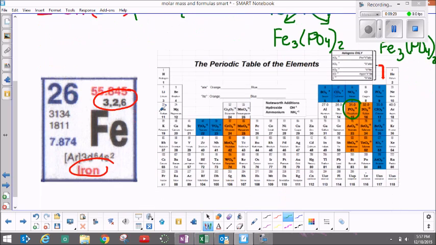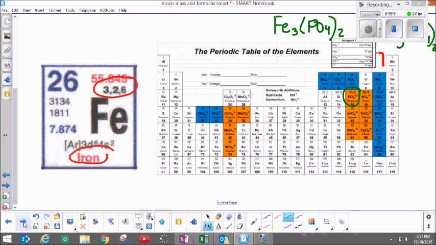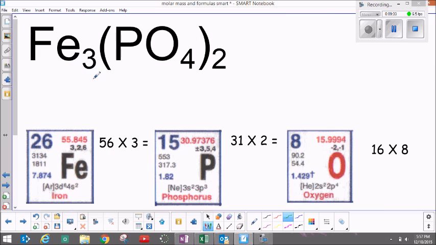Okay, so now I'm ready to figure out the mass of this. And it's determined the same way I figured out the mass the last time I had a formula. So Fe, this number is saying I have 3 of them. One of them is 56. So Fe times 3 is 56 times 3.